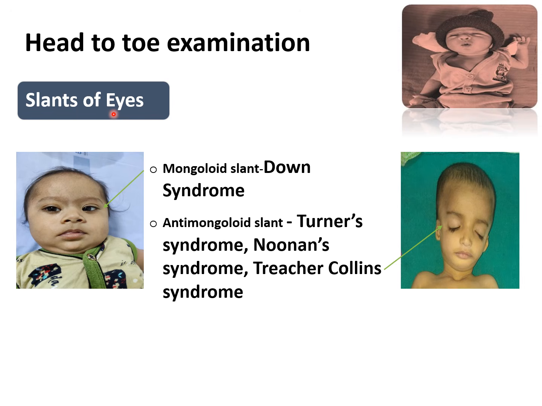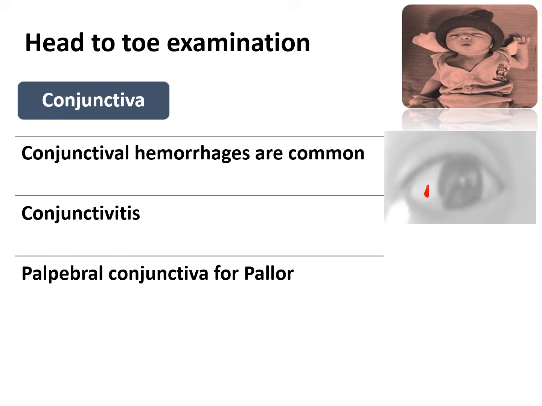Then check the slant of the eyes. Is it the normal slant or having the mongoloid slant? For example, here in this image you can see baby is suffering from Down syndrome and having the mongoloid slant. So inner canthus is lower than the outer canthus, while in the antimongoloid slant, here in this image you can see the inner canthus is at an upper level compared to the outer canthus, seen in Turner, Noonan, Treacher-Collins syndrome.